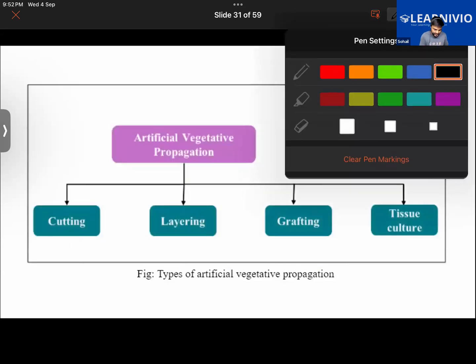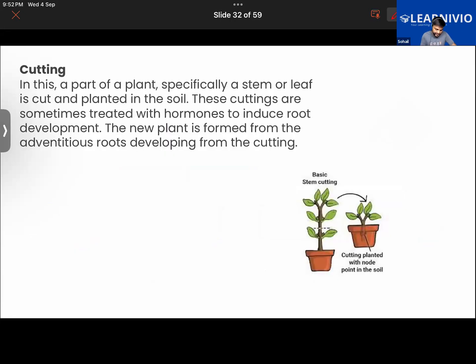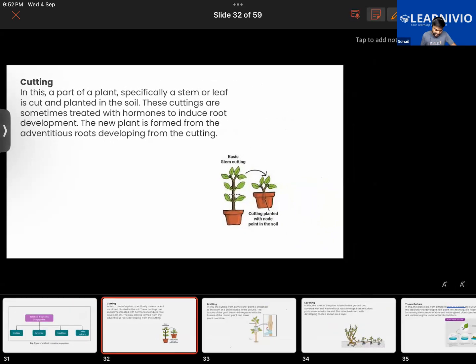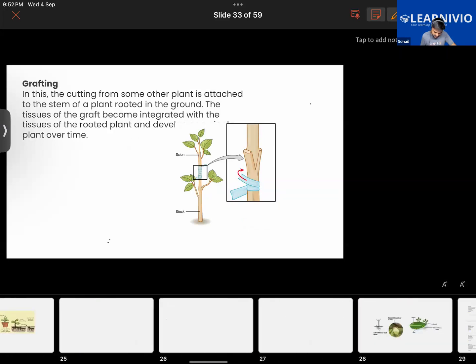Here you can see cutting, layering, grafting, tissue culture. These are the four different methods of artificial vegetative propagation. Talking about cutting, basically, what do we take? We take a stem with nodes and internodes. It is cut and grown as a new plant. What do I mean to say? Have a look at this image over here. I mean to say this one actually.